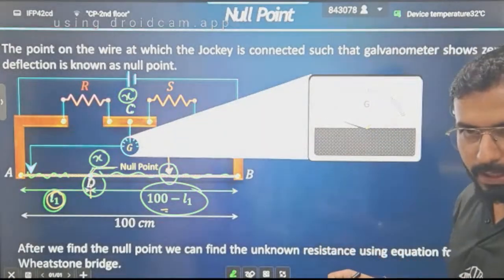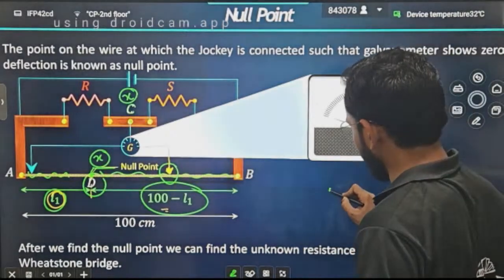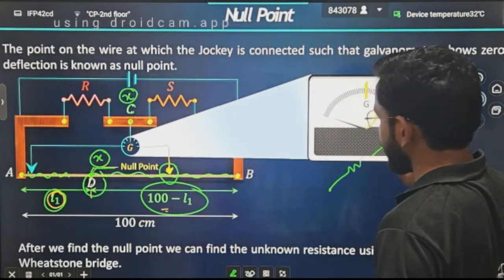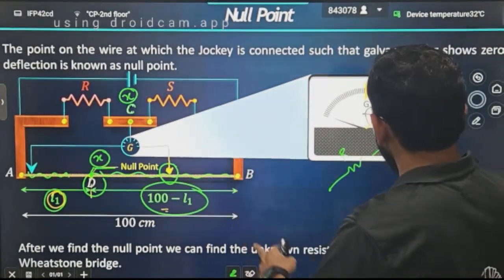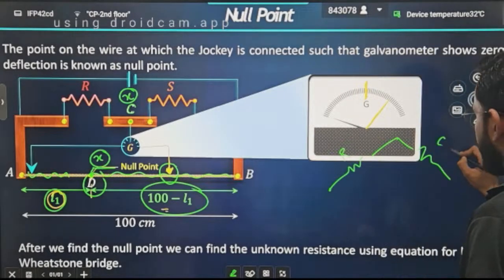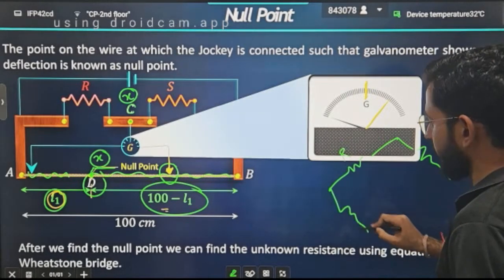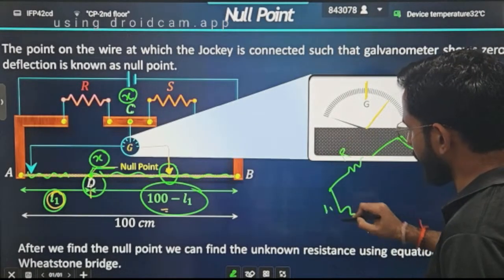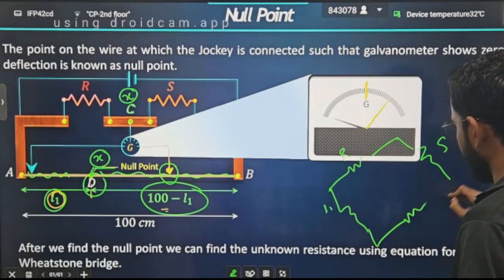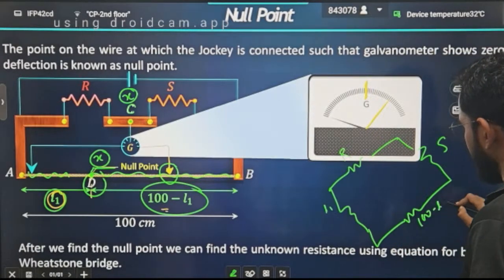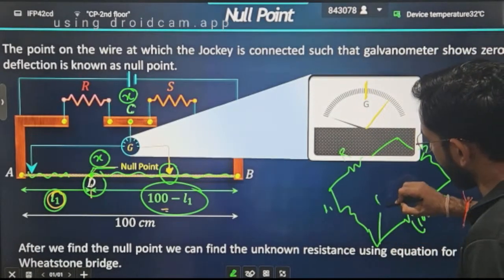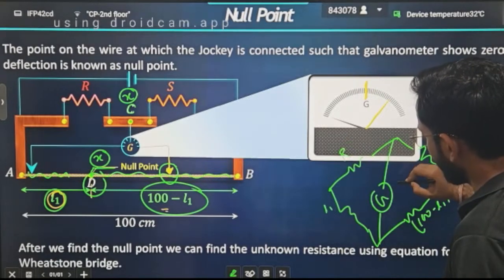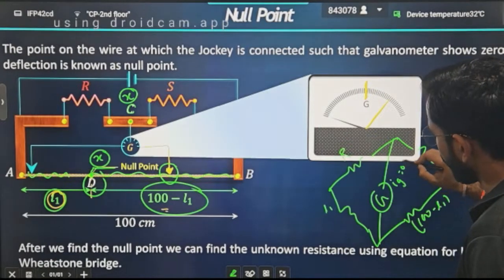See, here if I read all this diagram, this will be a kind of junction. From here, this is the resistance R that is shown. From here, this is the shunt S that is shown. From here, this is the resistance of that section, L1. And from here, this is the section of resistance 100 minus L1. And this is the galvanometer, whose current that is flowing is equal to 0.